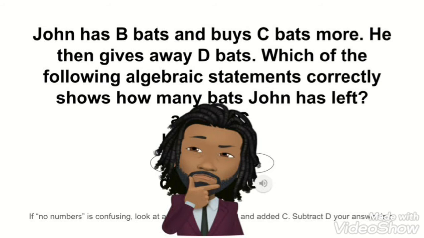You'll be able to go in and just say, hey, subtract D, the answer is this. You know what I'm saying? So we're going to get right into the next question. It says, John has B bats. So he already had B bats. So we got a B already. He buys C bats more. So more means plus, right? You're adding them. And then he gives away D bats. Which of the following algebraic statements correctly shows how many bats John has left?